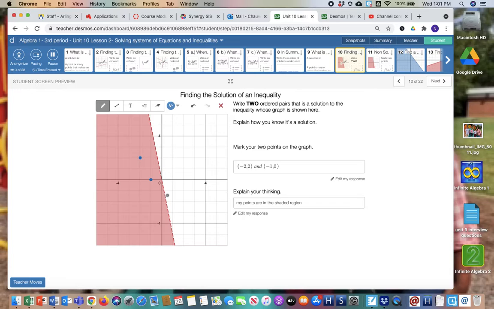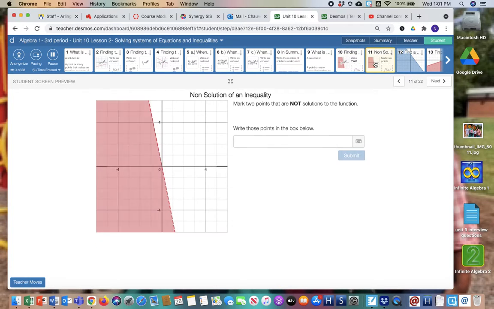And they can't be on the dotted line because it's a dashed line. All right, so let's try it again. Now, let's look at it in a different way. A non-solution. So let's mark 2 points that are not solutions. How about I go over here and over here.